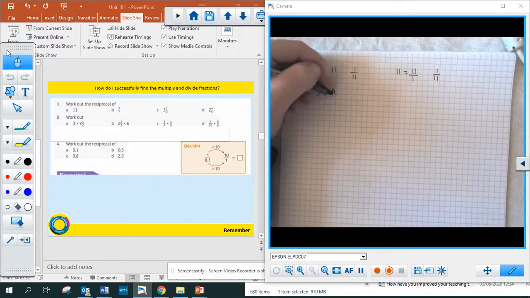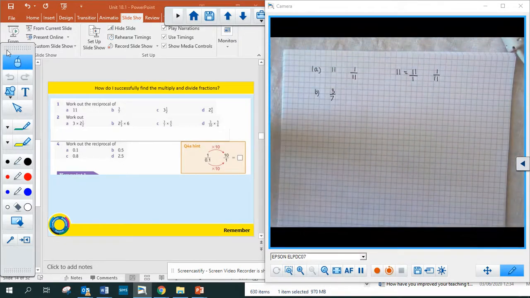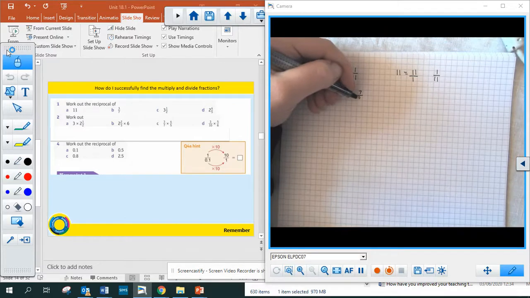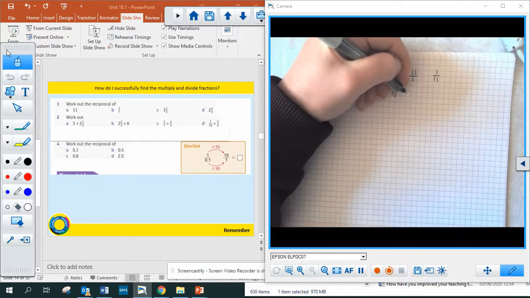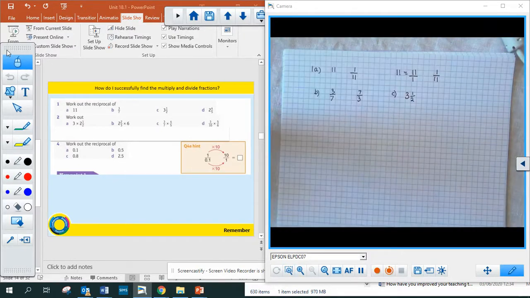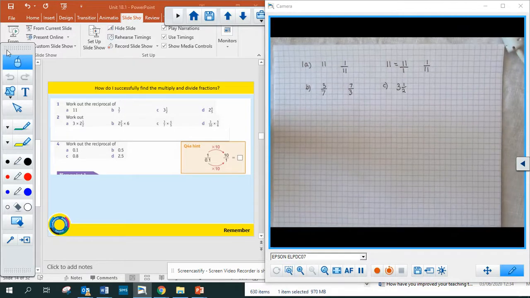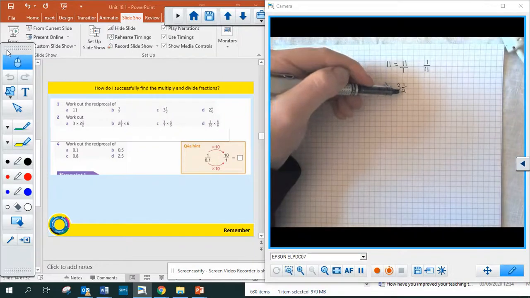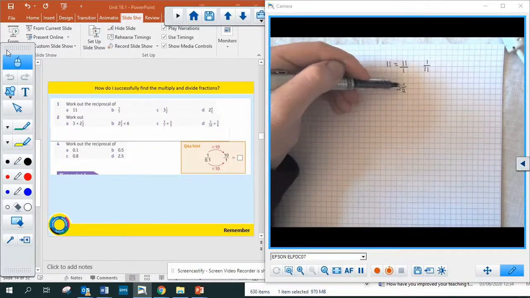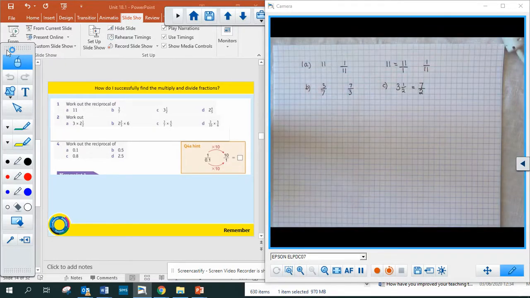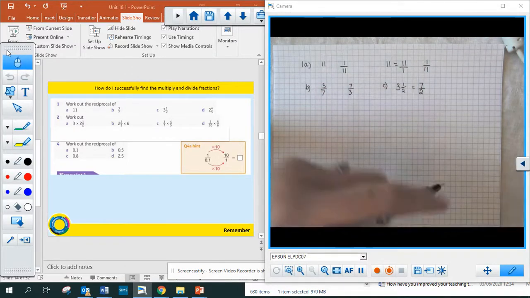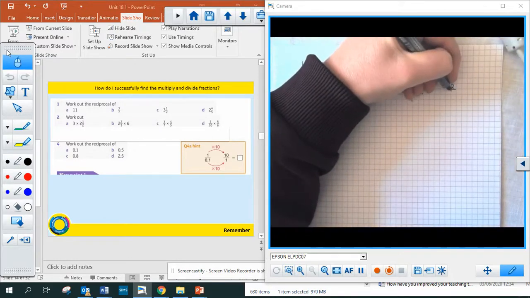B, we have 3/7, and it wants to know the reciprocal. Well, we just flip. It's nice and easy. It's a fraction, so the reciprocal is 7/3. Question C, we have 3 and a half. Now, I hope you remembered that before we can find the reciprocal of this mixed number, we need to make it an improper fraction. I do that by doing 3 multiplied by 2, that's 6, and add 1, that's 7. So 3 and a half is the same as 7/2, and now I can find the reciprocal just by flipping that fraction, and my reciprocal was 2/7.